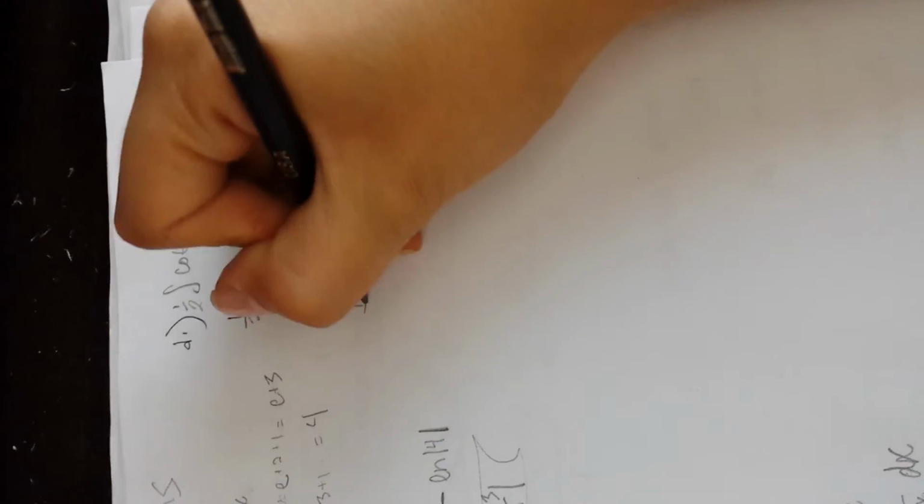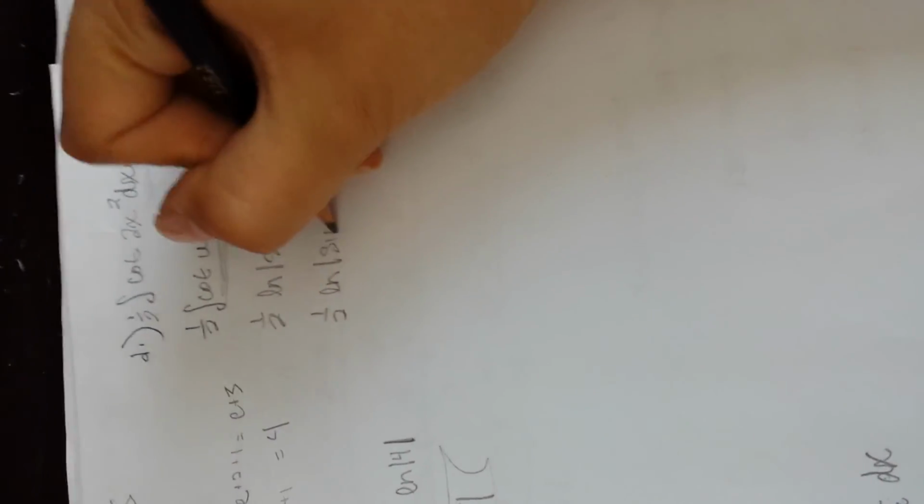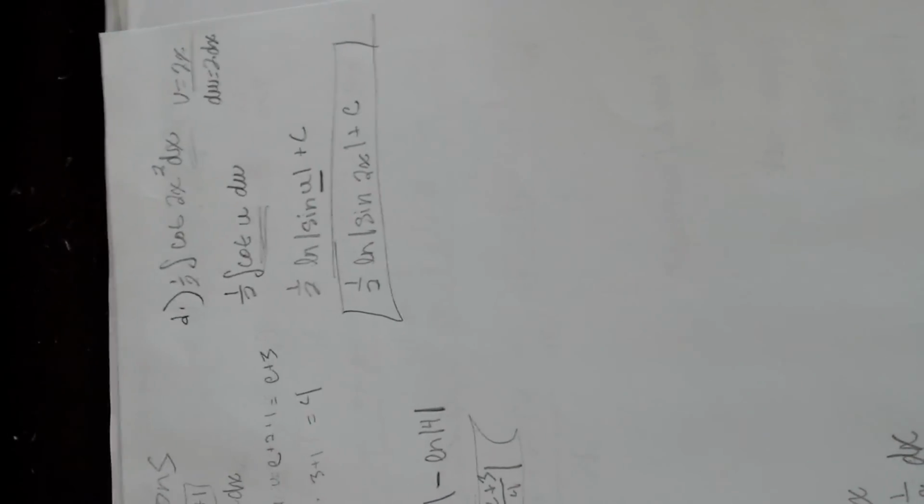Yay, okay, now this is not complete because you have a u in your equation. You can't have a u in your equation. So it's 1/2 ln absolute value of sine of your u, 2x, plus c. Don't forget your vitamin C. Okay, and then that is your final equation. Yay.